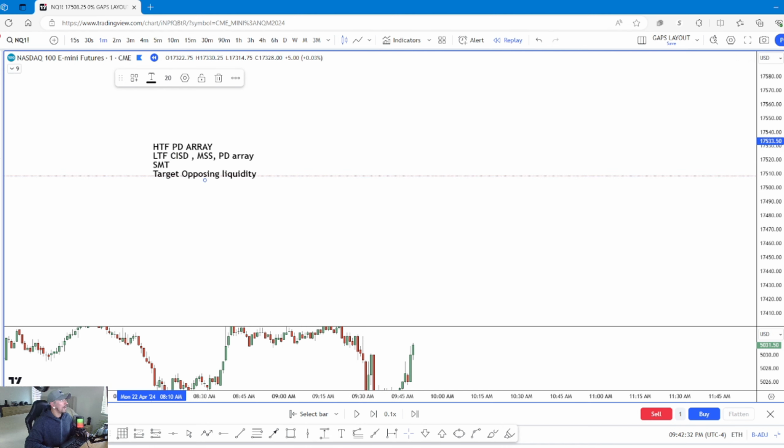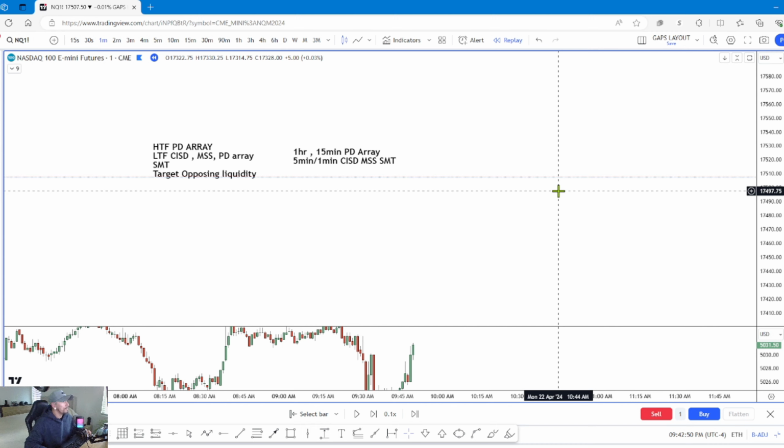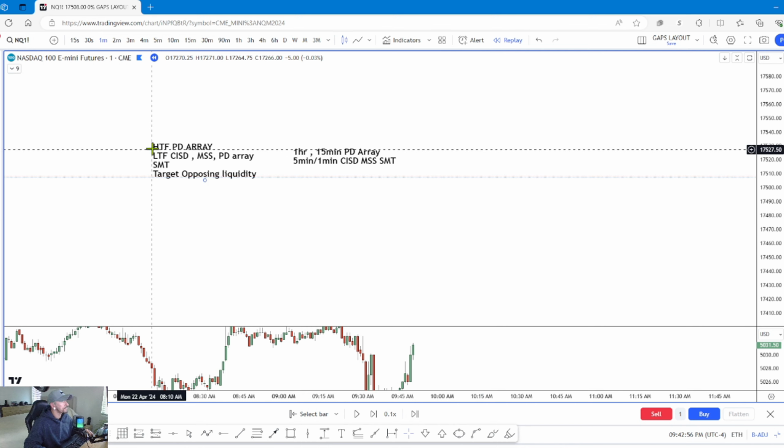So for the higher time frame, we're going to want a 1-hour or 15-minute PD array. And then we're going to look at 5-minute or 1-minute CISD, market structure shift, and SMT. So these are all the things we're going to be looking for. If you need to, pause the video and write these down.